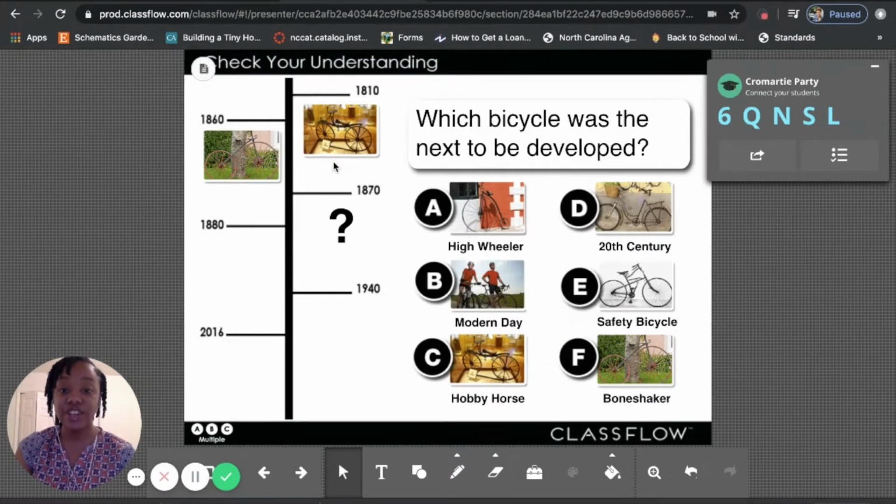Let's check for understanding. Which bicycle was the next to be developed? Was it A, the high wheeler, B, the modern day, C, the hobby horse, D, the 20th century, E, the safety bicycle, or F, the bone shaker? Take a moment and answer that. You can pause the video.